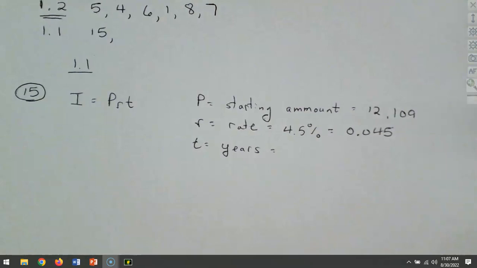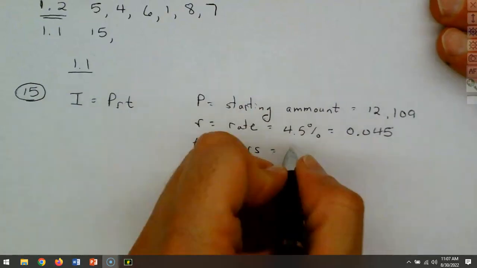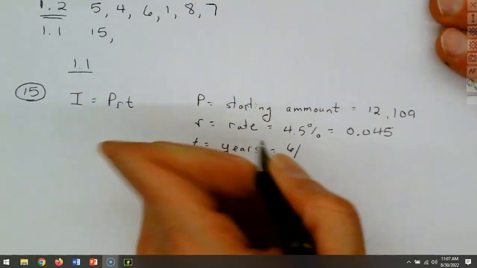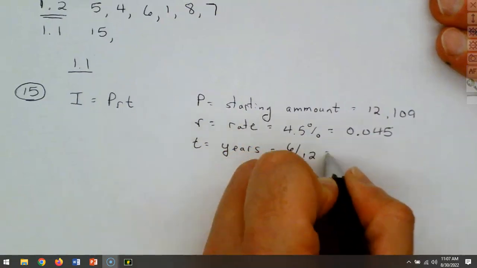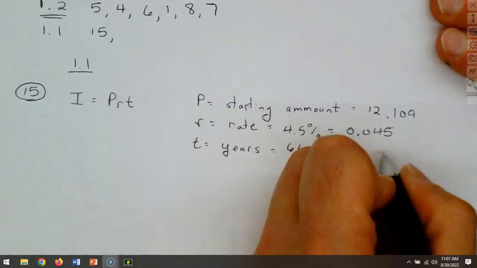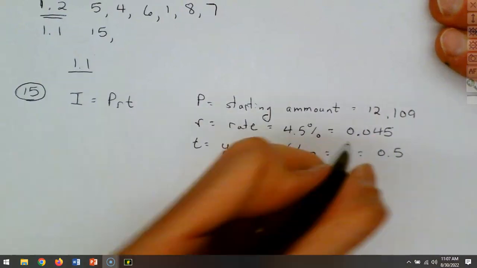Now, what we have to be careful of is time. Time is in number of years. Well, she only took this loan out for 6 months. So we're going to have to take that 6 and we're going to have to divide it by what? Divide it by 12, which is then a half, or you can write that as 0.5.